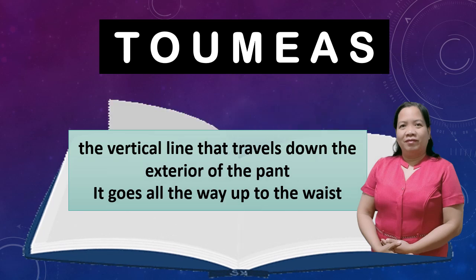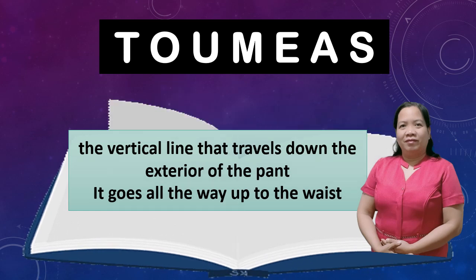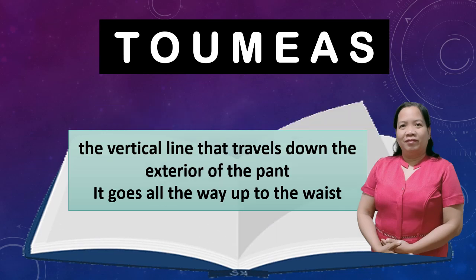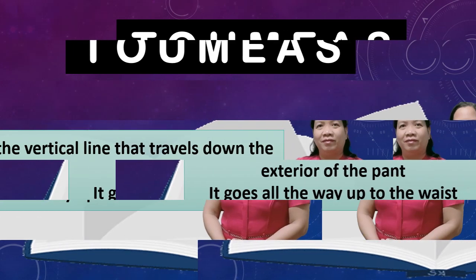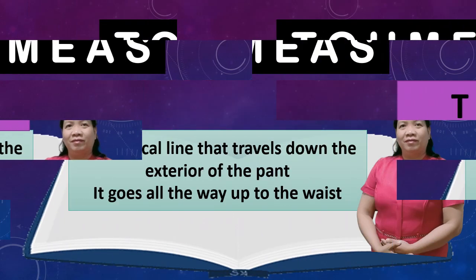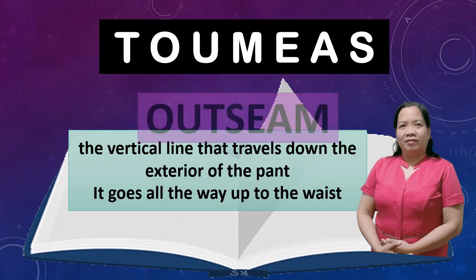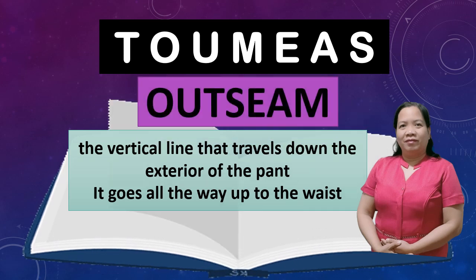T-O-U-M-E-A-S. This, on the other hand, is the vertical line that travels down the exterior of the pant. It goes all the way up to the waist. And the answer is, got it right. It is outseam.